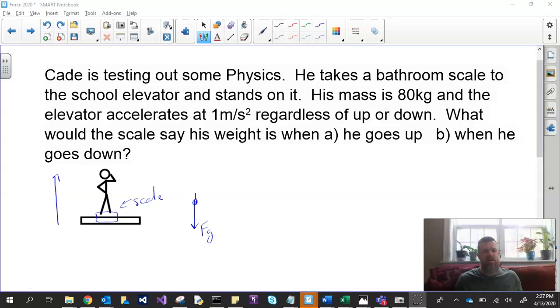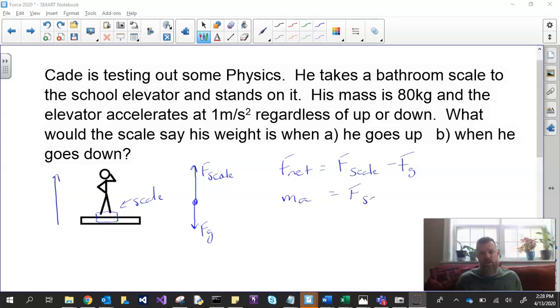Cade's standing on the scale, and it's not tension anymore that's pulling upward on him, making him accelerate. It's actually the scale that is directly connected to him. So the scale is how we will be able to read it. So F net is exactly the same scenario. All the forces up, so the force of scale, minus all the forces down, which is gravity. I make my substitutions, of course.